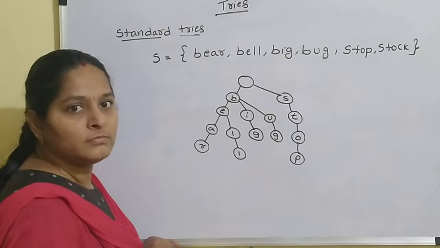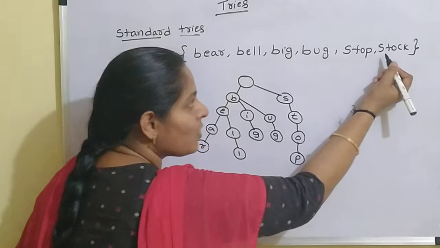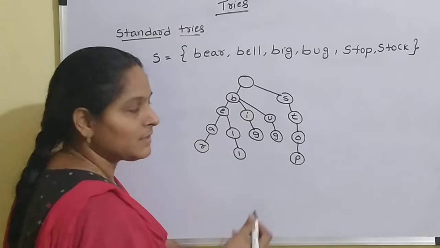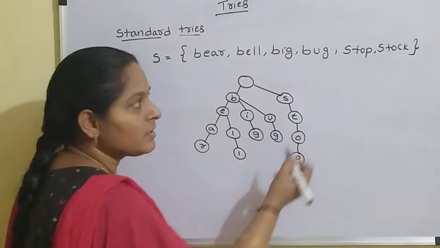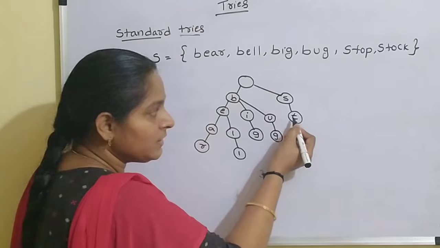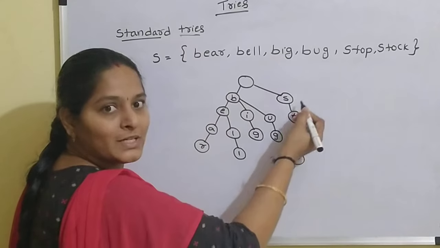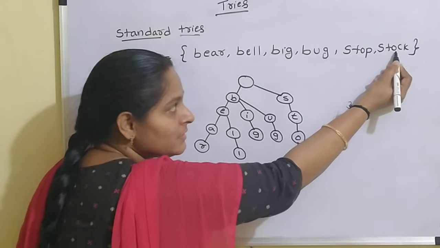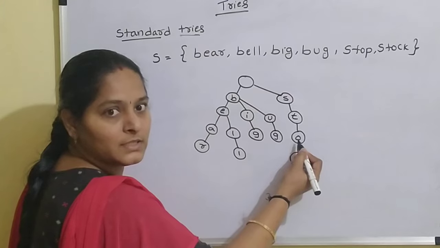Stop. Now next string is stock. So this word also starts with the letter S. Already we have a node with S. Then the second letter is T, and in the previous word also the second letter is T. So no need to create one more node. First two letters are already matched. Now next letter is O, and O is also matched here.